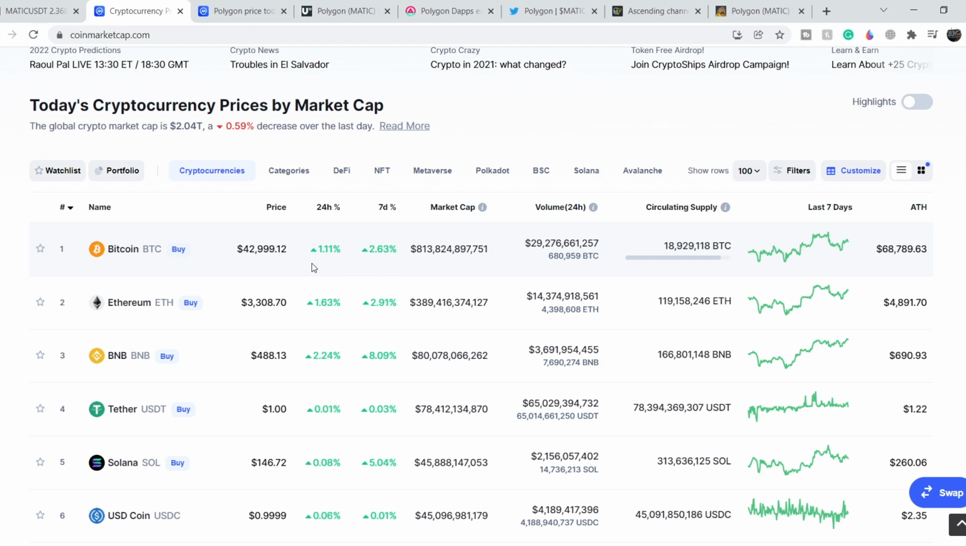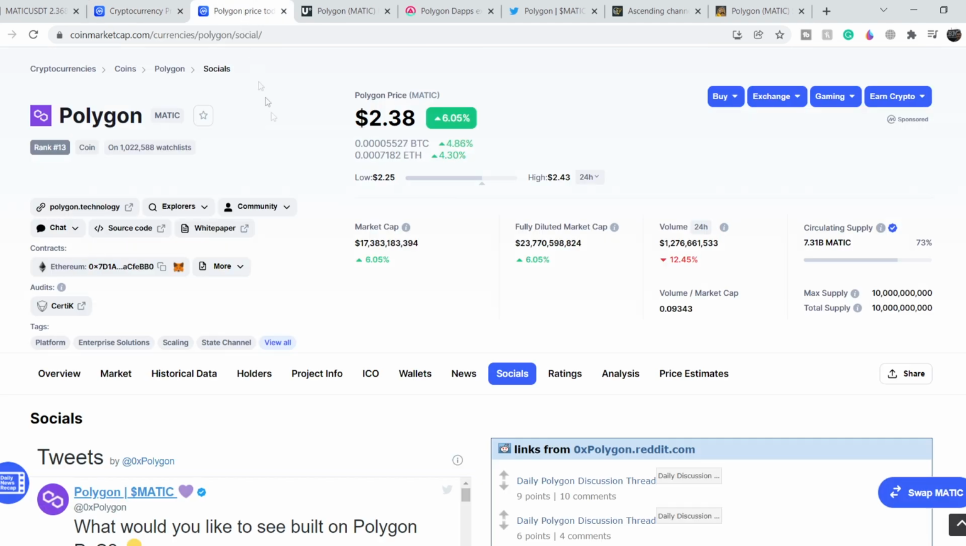So Bitcoin has about a 1.11% increase in its value. Ethereum has 1.63% and BNB is 2.24%. And as you can see, BNB is in third place again, above Tether, and it's quite a good sign. On top of that, on a 7 day period, we also have a slight increase in the value of top coins. So let's continue with the Polygon numbers.